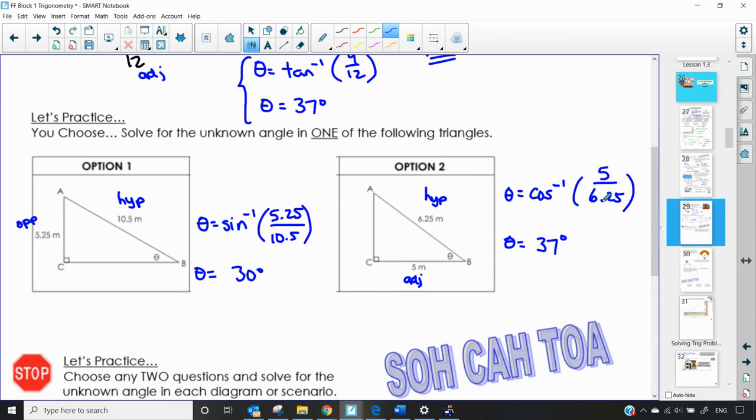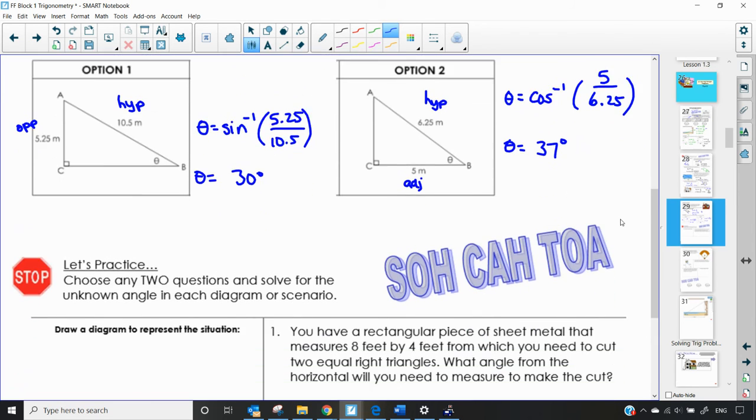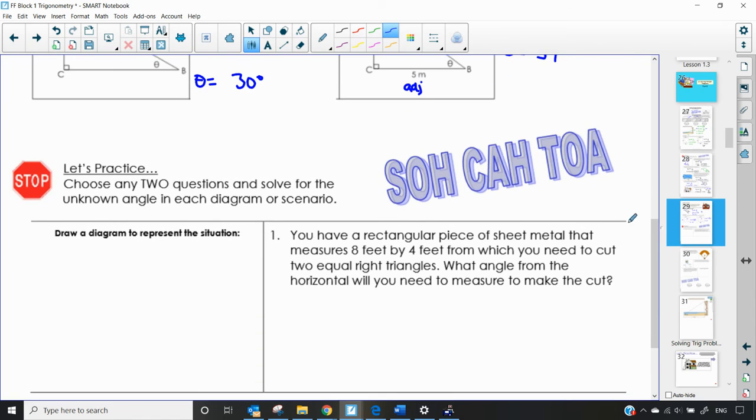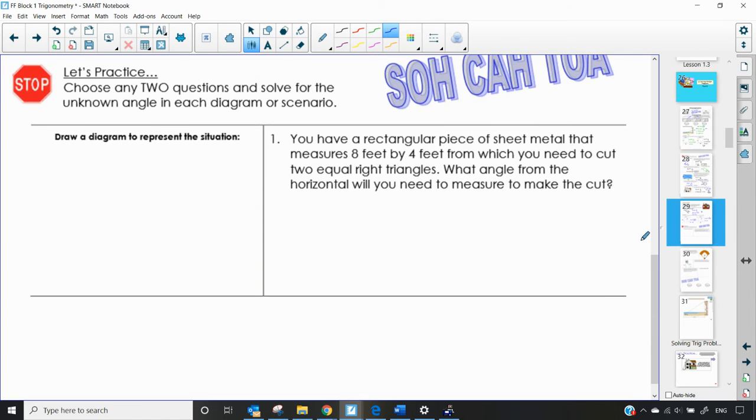All right, so there's some practice questions we're going to go through. If you want to do these on your own, first pick any 2 questions that you like and do them, but I'm going to go through all of those questions here. All right, so first question, it says you have a rectangular piece of sheet metal that measures 8 feet by 4 feet from which you need to cut 2 equal right triangles. What angle from the horizontal will you need to measure to make the cut?